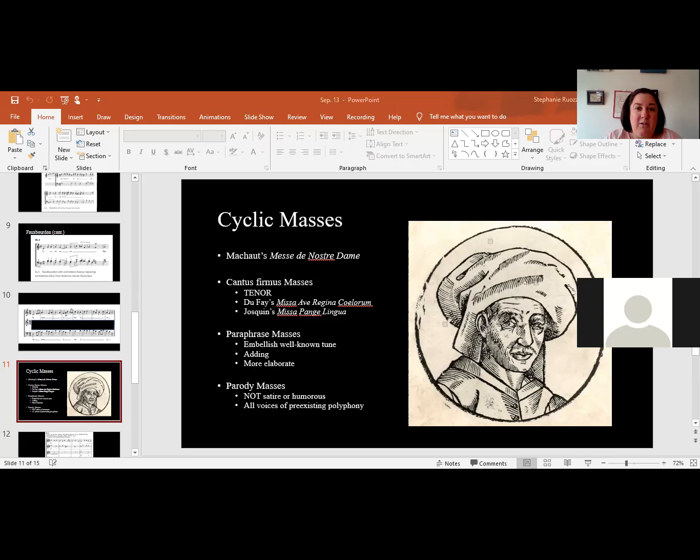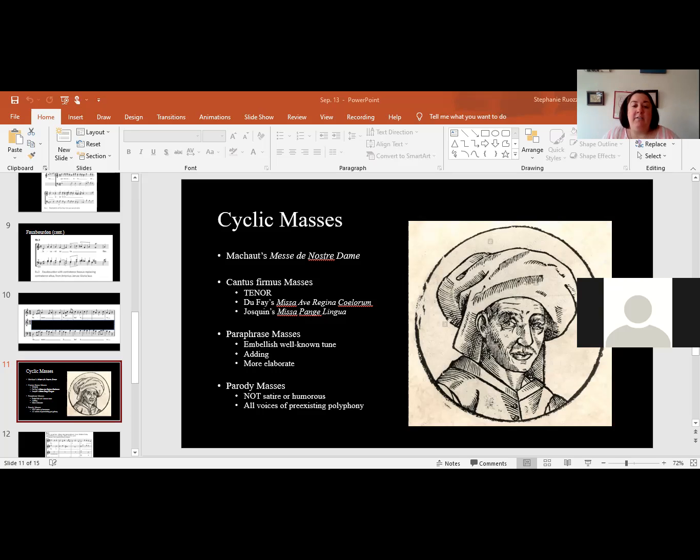Reminder that Machaut was the first composer we have a complete cycle by. So Machaut was the first one to actually go down in the books, literally in the books, as having written a complete cycle by himself. And that was the Messa di Nostra Dame. We talked about that. Hopefully that's in your notes as well.